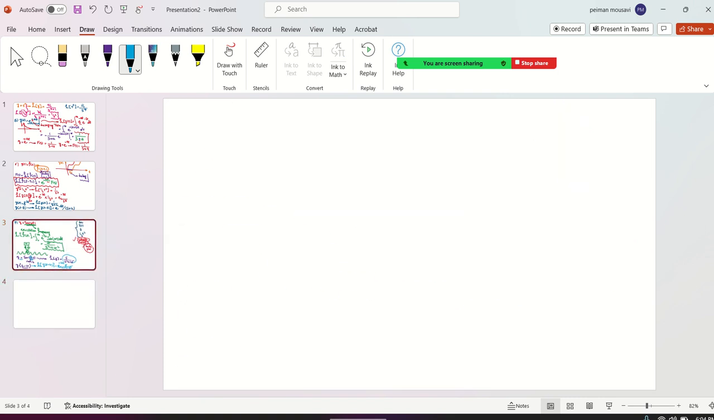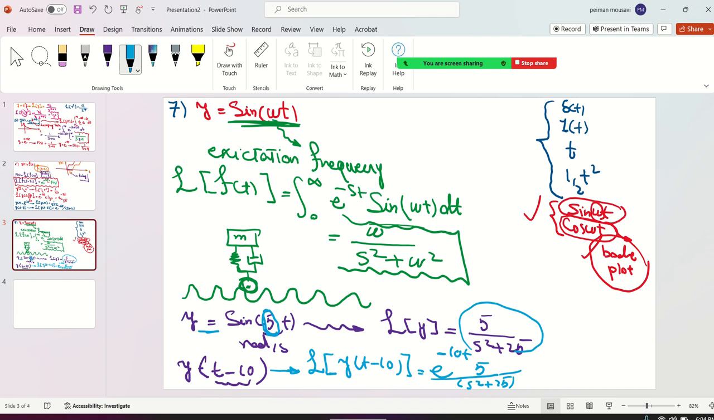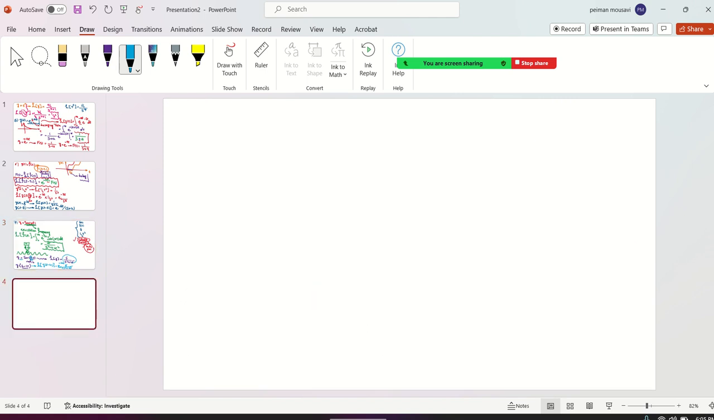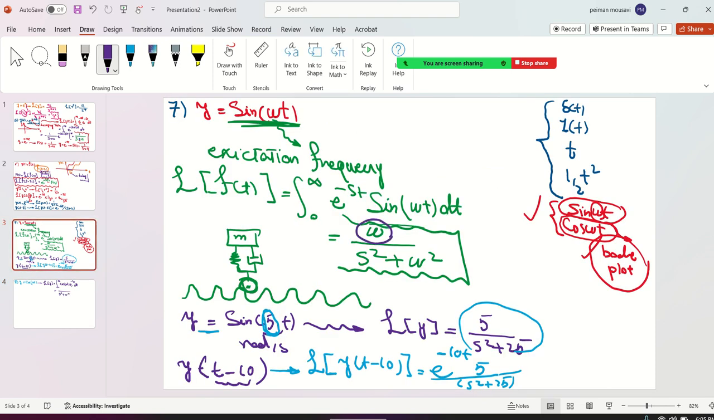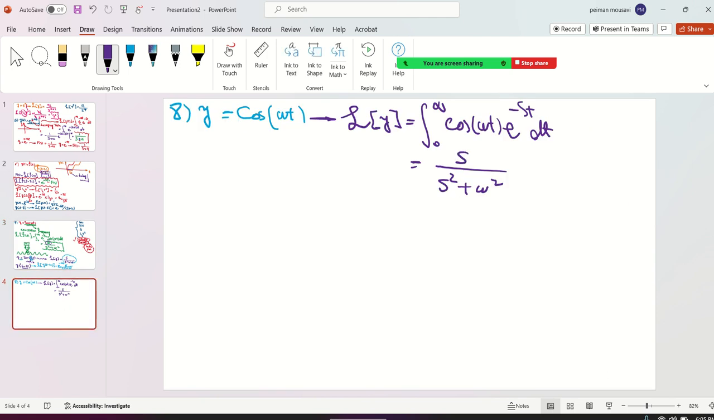Okay. Can I go? Number 7, number 8. If y of t is another harmonic term, cosine omega t, the Laplace of this, for God's sake, using the part-by-part integration from high school, I'm skipping that. The integral of cosine omega t e to the minus st dt is the same as sine. They have a difference in the numerator. In the sine it was omega, and here it is s. The only difference is this.